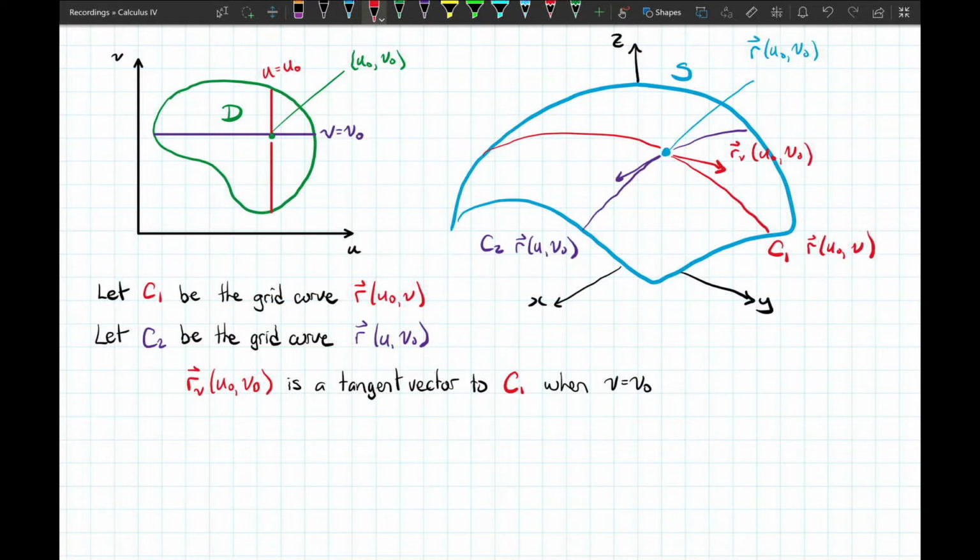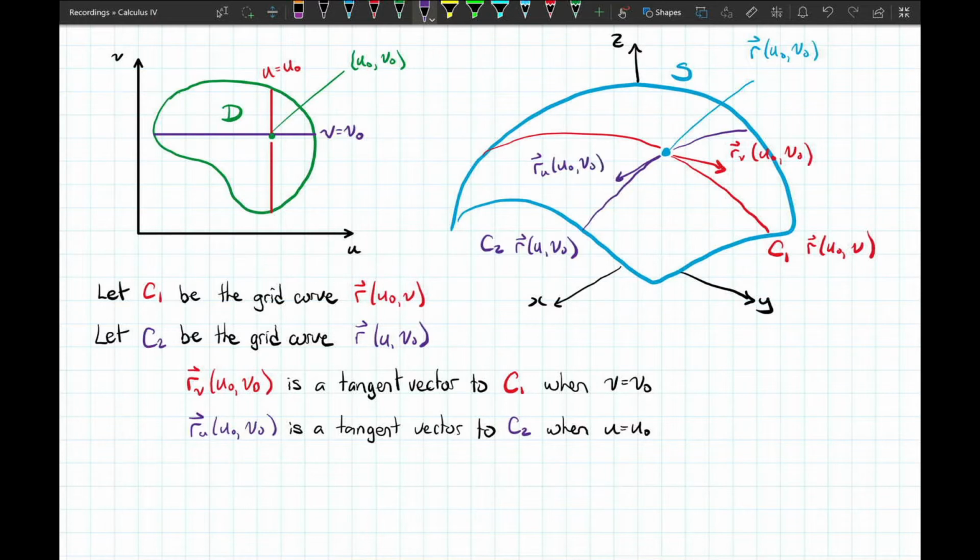We're treating v as a constant, so if we're looking at the derivative, it's essentially just the partial derivative of r with respect to u, and we'll evaluate that at u equals u naught. And so this second tangent vector here is the partial derivative of r with respect to u evaluated at u naught, v naught. And if we have two vectors that lie in the plane, then we're already well on our way to being able to figure out what the equation of the tangent plane is.